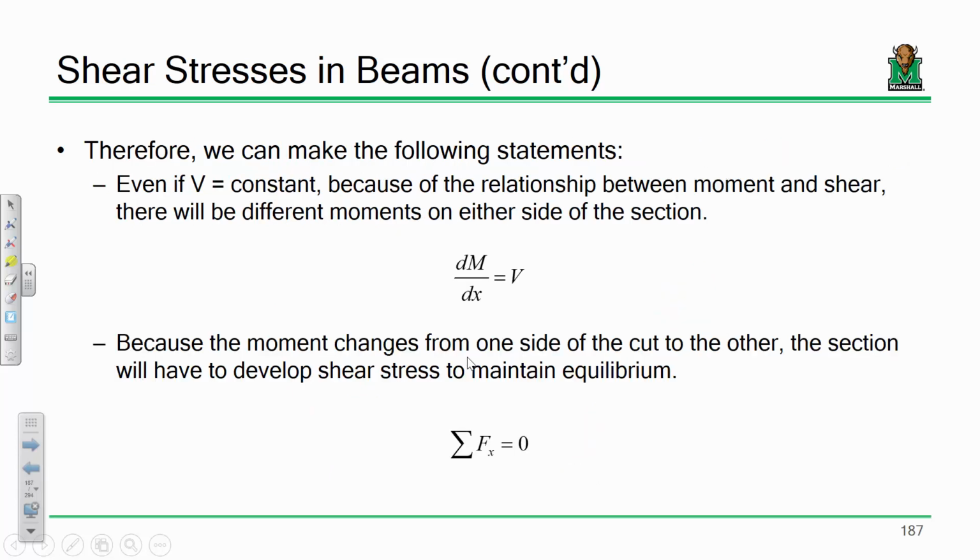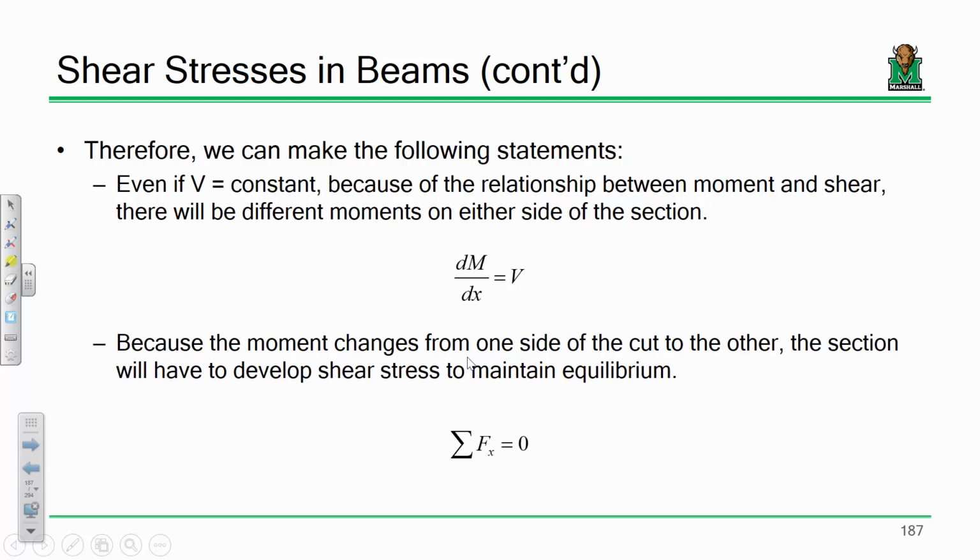Now, here's the problem, okay? Even if the shear is constant, we know that there's going to be different moments on each side, because if shear is constant, the derivative of moment is shear, so the moment's going to change. Okay, so there's that. Here's another thing. I don't care if the moment changes from one side to another. Equilibrium still has to be maintained. Sum of forces in the x direction still has to be zero. Otherwise the beam is running away from us.